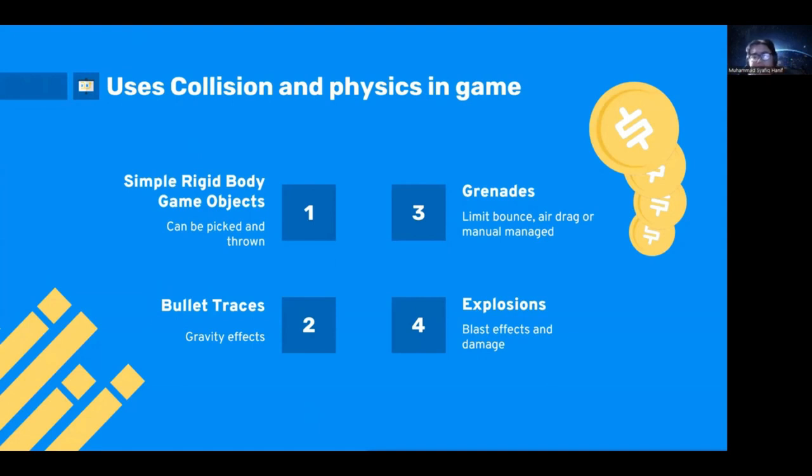Second is the use of bullet traces. Example, the use of lasers and bullets. These are affected by gravity. Then the creation of grenades that can bounce and be limited by using air drag or manually managed. Then explosions that mimic their sound and create blast effects and also surrounding damage.